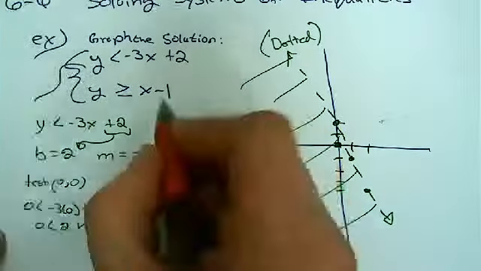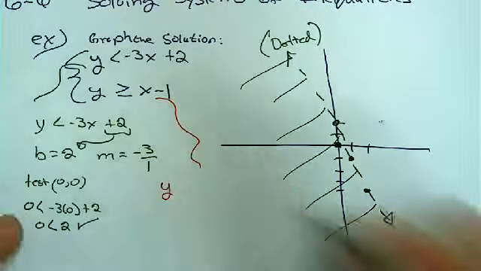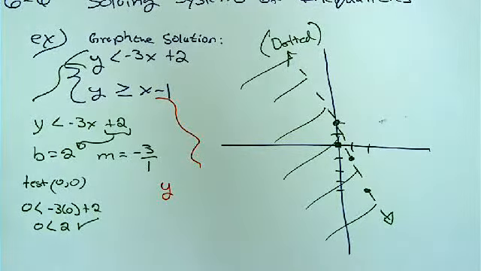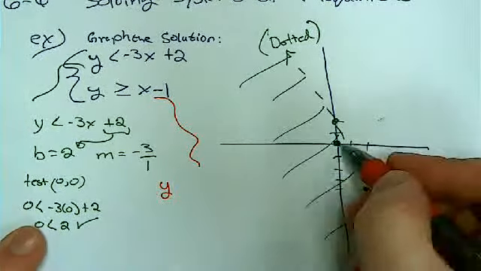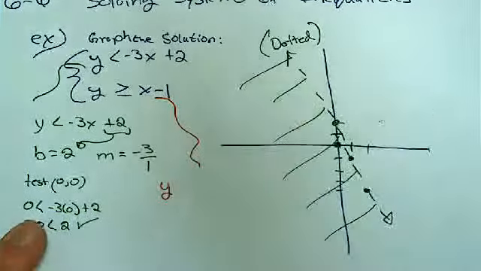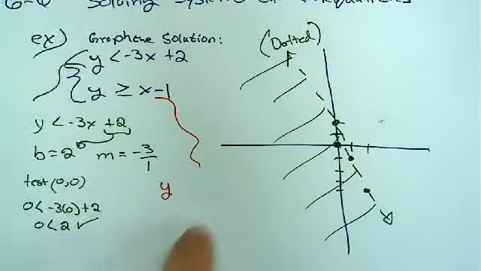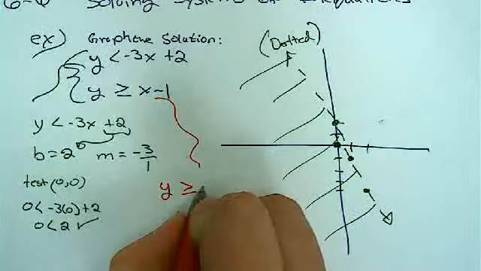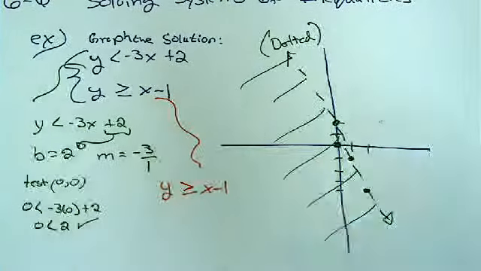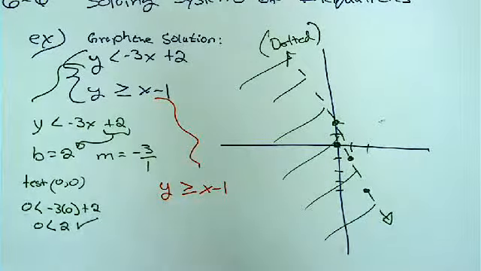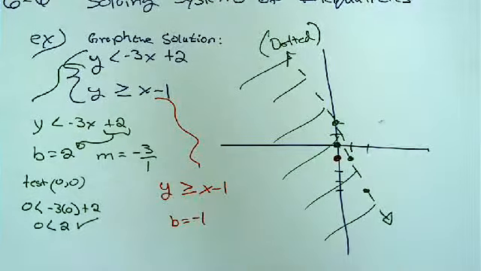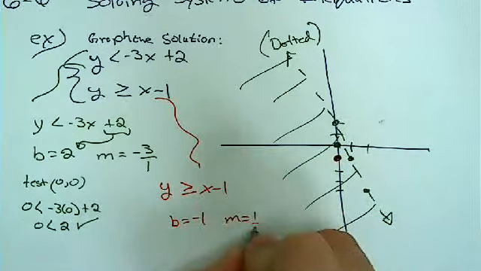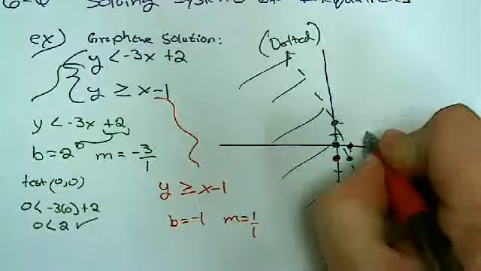Now, second inequality. How do you find out if it's below or above? You test 0, 0. If it works, you shade towards 0, 0. If it doesn't, you shade away from it. So this one over here, y is greater than or equal to x minus 1. What's my intercept? Negative 1, yep. And my slope? 1 over 1. So I go up 1 over 1, up 1 over 1, and so on.